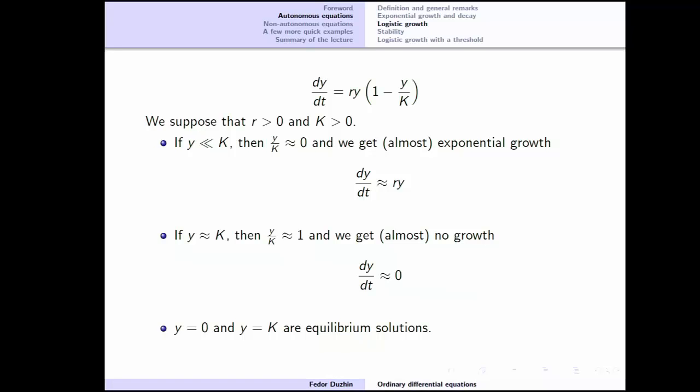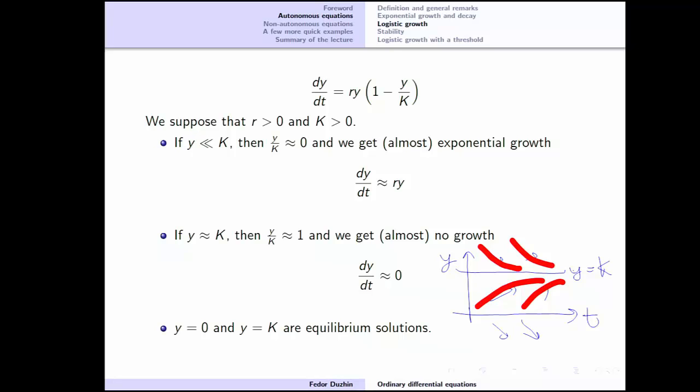And basically on the yt plane, here is the line y equals k, and the right-hand side of our equation is positive if y is between 0 and k, which means that the direction field looks like this. It is negative if y is bigger than k, and negative if y is smaller than 0. So now you can imagine that the asymptotic behavior is like this.